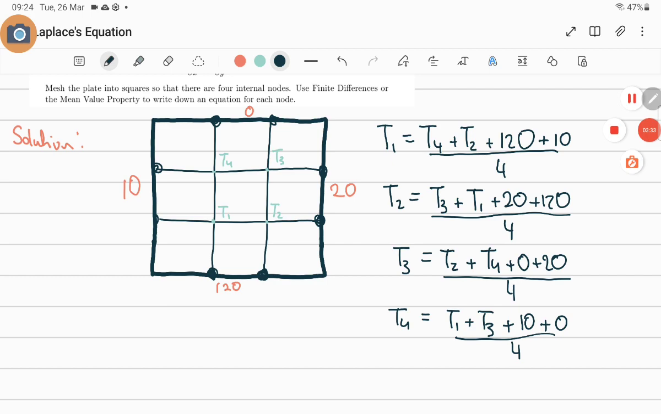So if I finally divide both sides by 4, I get the temperature T is T1 plus T2 plus T3 plus T4 divided by 4. In other words, the mean temperature at the adjacent nodes. Very good.